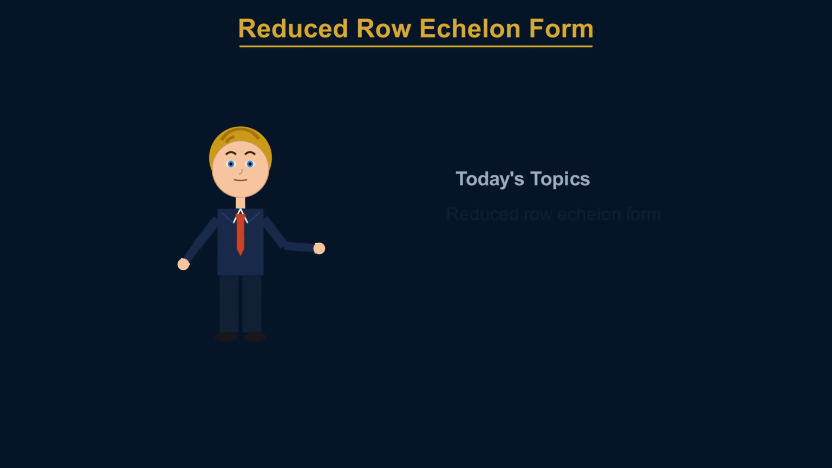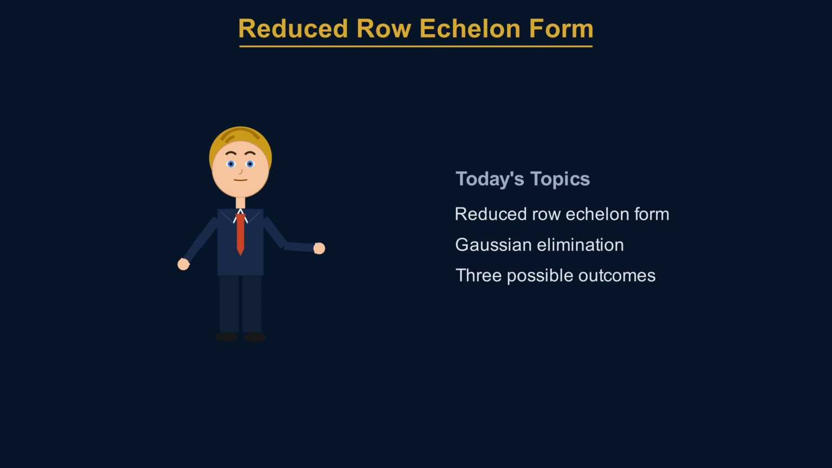Today we're covering reduced row echelon form, the full Gaussian elimination procedure, and the three possible outcomes that any system of linear equations can have: a unique solution, an infinite family of solutions, or no solution at all. We'll see exactly what determines which one of these three you end up in.